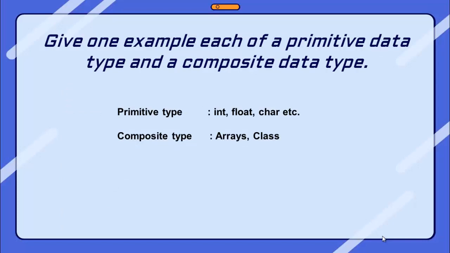Give one example each of the primitive data type. Primitive data types: int, float, char. Composite data types: arrays and classes.